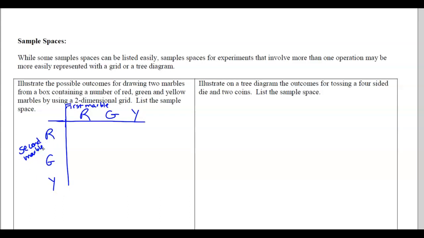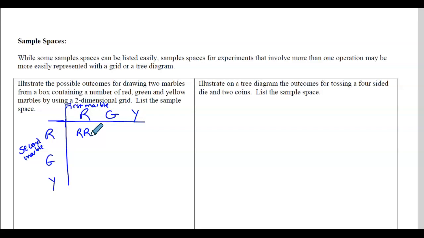So it doesn't matter which is which, as long as you label it. The possible sample space outcomes that you could get if you draw one marble and then another, and there's a number of each of them. We don't know how many, so this is in general. We could have two reds in total.